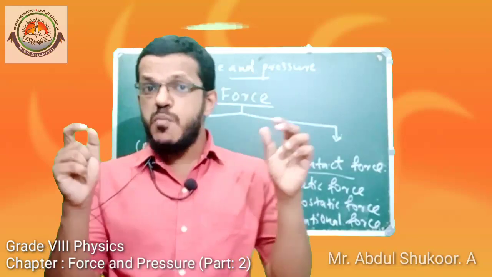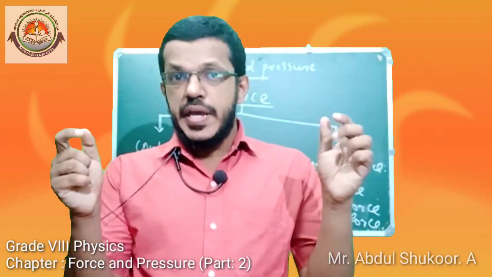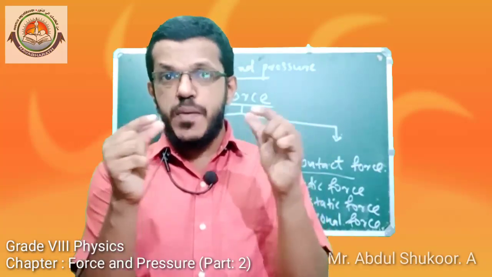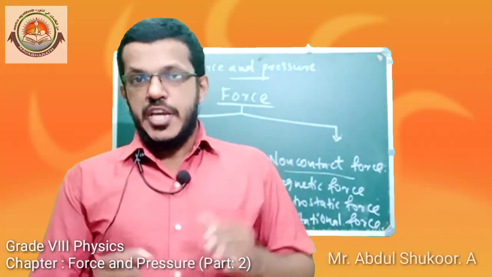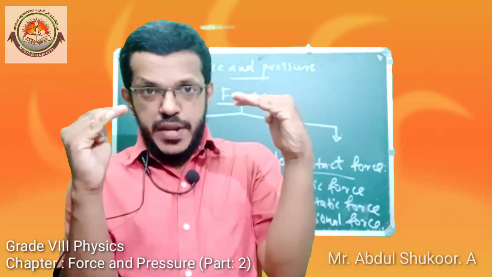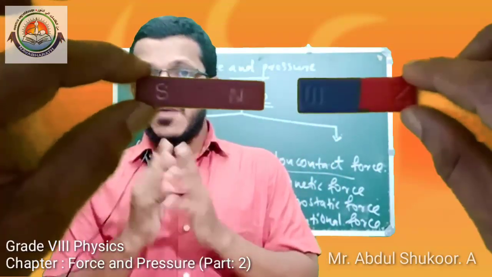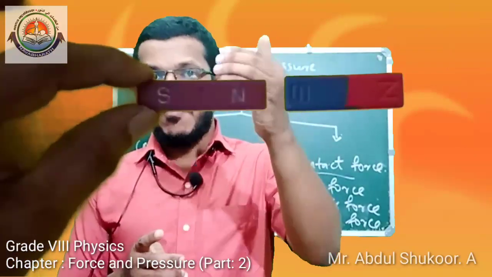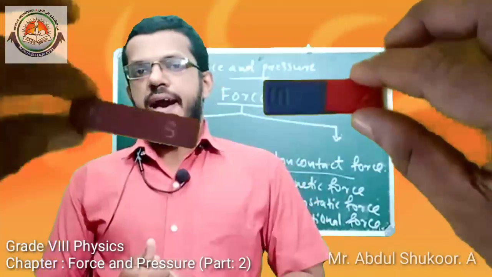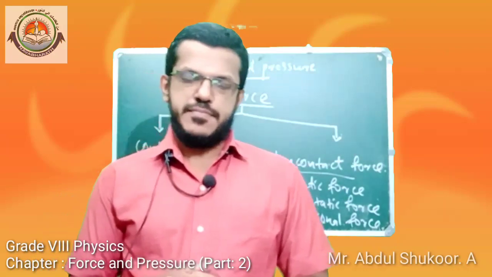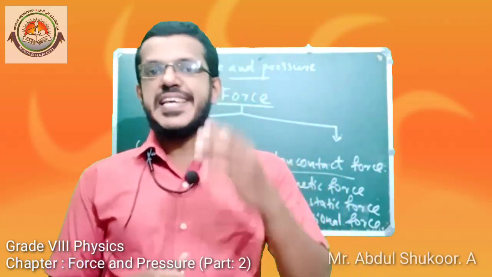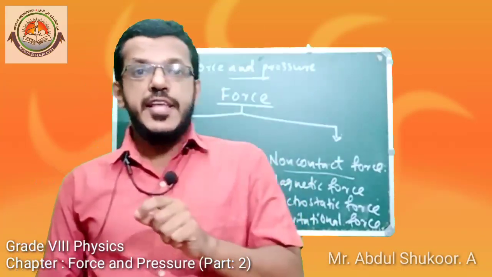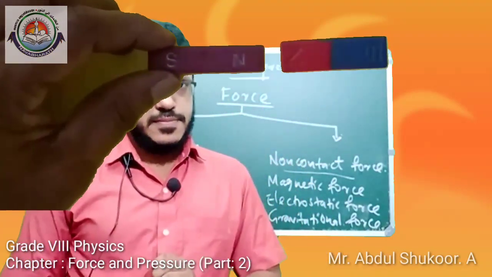If you place two bar magnets near each other, with no contact between these two bar magnets, and place them very closely, then you can observe that one bar magnet is attracted by the other bar magnet. That is an example of magnetic force. You already learned this in earlier classes.